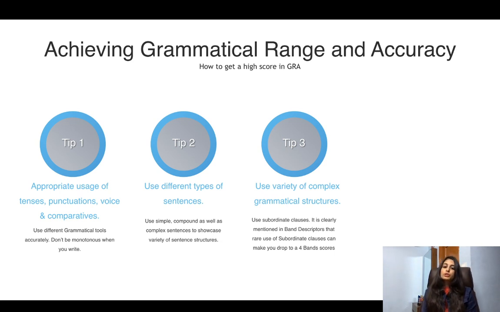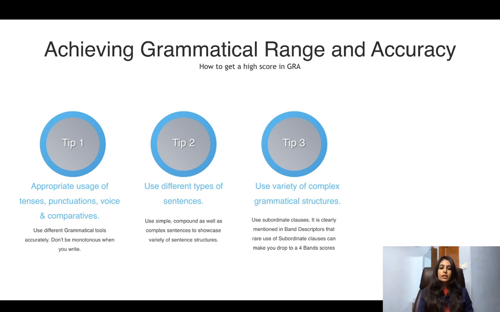Now, tip 2 is to use different types of sentences. Use simple, compound, as well as complex sentences to showcase a variety of sentence structures. Simply using simple sentences back to back would show that you are not very well versed with the language. You're using shorter sentences and not linking or combining them when they're interlinked with each other. That's a mistake a lot of students make, so we should be focusing on that as well, which we would do in the following sessions.